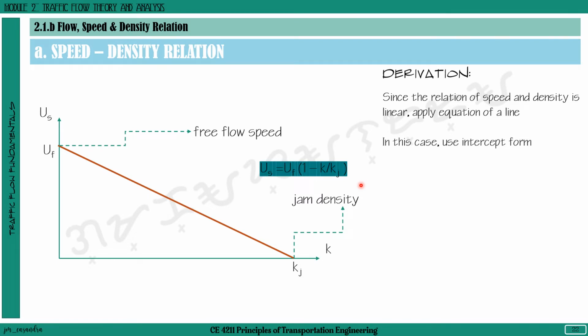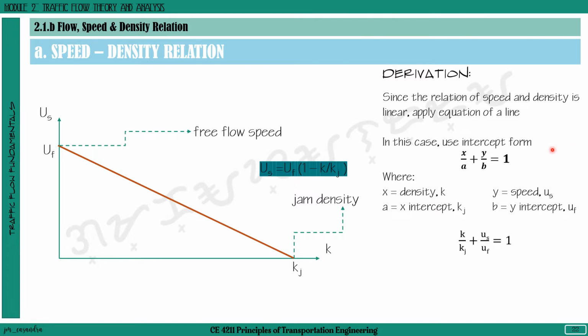In this case, we'll be using the intercept form, which is x over a plus y over b equal to 1, wherein x will be our density, y is our u sub s, a and b are our intercepts, a is the jam density, and b is our free flow speed. So substituting now these variables in the equation will now arrive at k over kj plus u sub s over u sub f equal to 1. And expanding this equation will now arrive at our equation defining the speed-density relation.